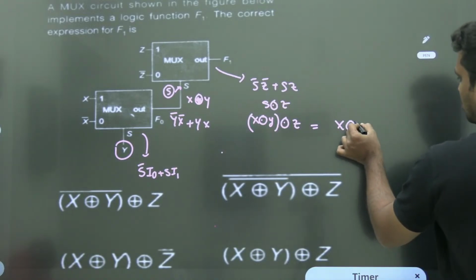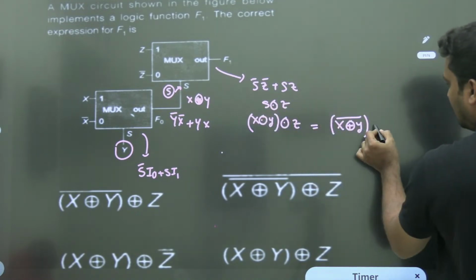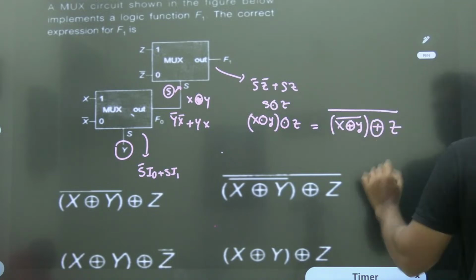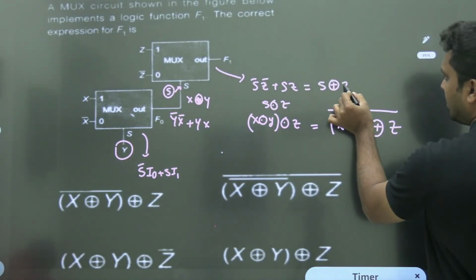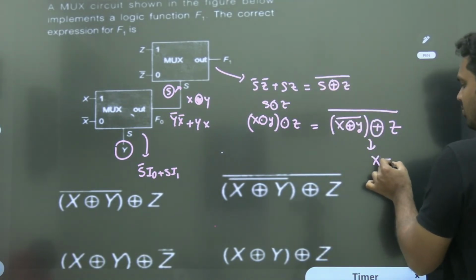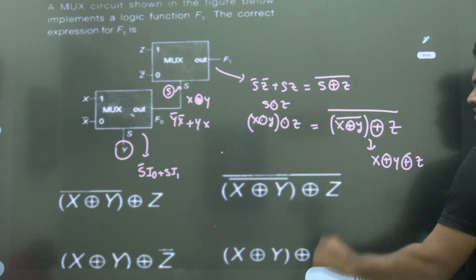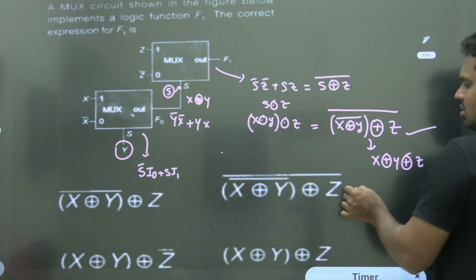X XOR with Y whole bar. First this is done. Again we are doing XOR with Z whole bar because this is S XOR with Z whole bar. Actually, this is equal to X XOR Y XOR Z. You can cross check at home if you want. You get the same answer, and that you can check. But this is given in the options, so this is the right answer.